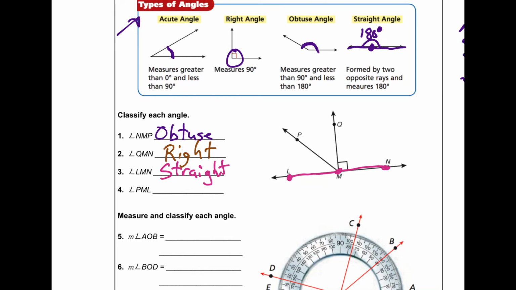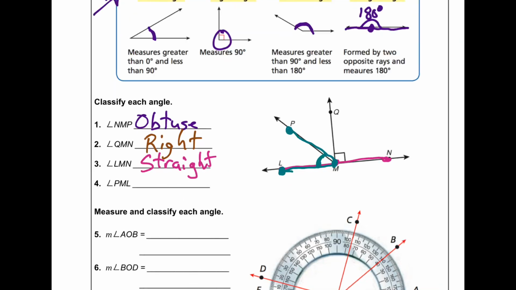And then last but not least, PML. We have P, we have M, we have L. So we're talking about this angle right here, and we are going to know that that is an acute angle. Once again, we know it's less than 90 because if this part is 90, then we know it has to be less than 90 right there, so it's going to be an acute angle.